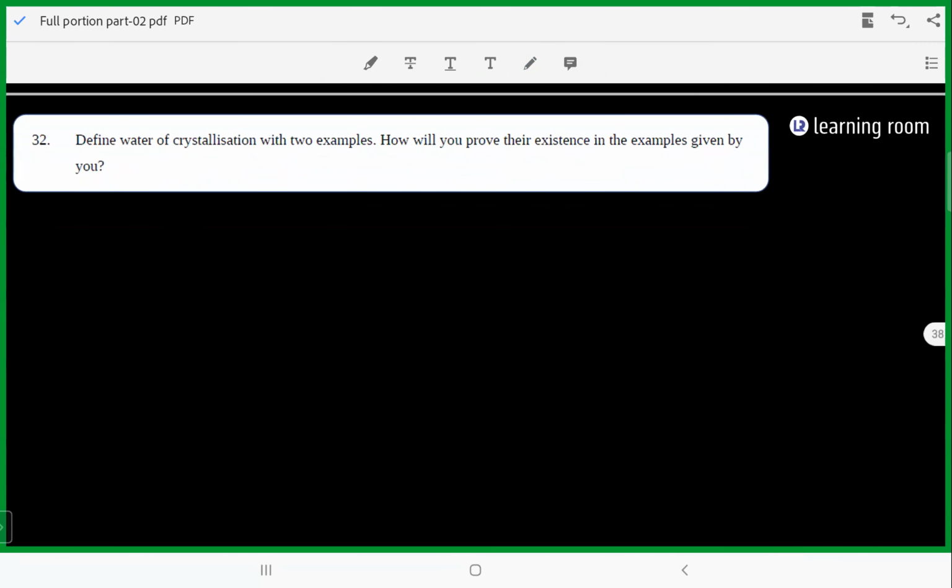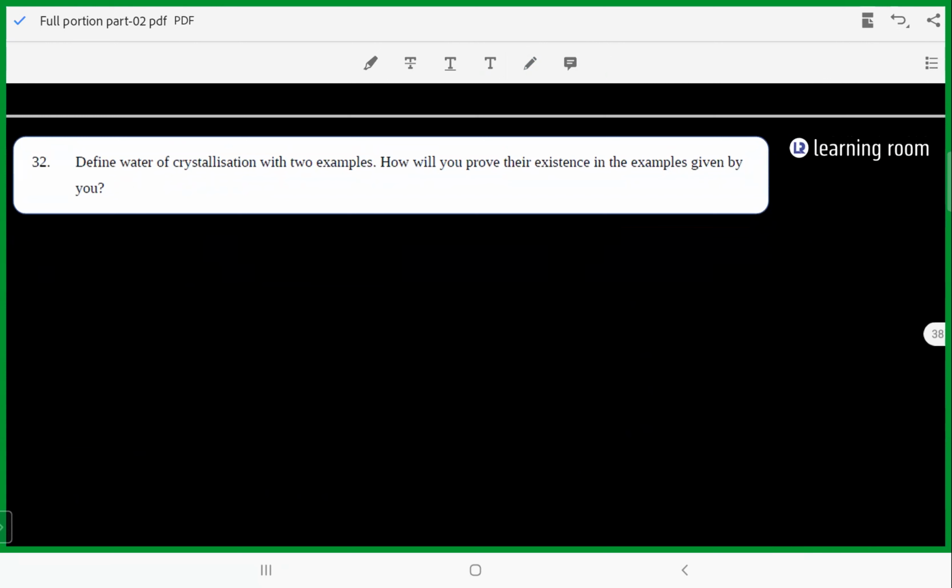Next. Define water of crystallization with two examples. How will you prove the existence in the example given by you? Tell me what you can tell that. So CuSO4.5H2O and FeSO4.7H2O. How will you prove?